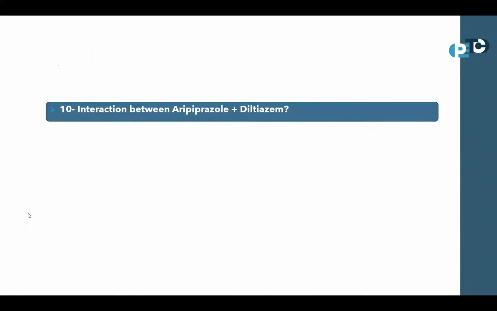Interaction between aripiprazole plus diltiazem. The type of interaction here. The first thing that you should think about when we have two drugs is the metabolism of one of them. Is one of them affecting enzymes or not? Is it an inducer or inhibitor? Of course, here we have one of the common inhibitors, which is diltiazem.